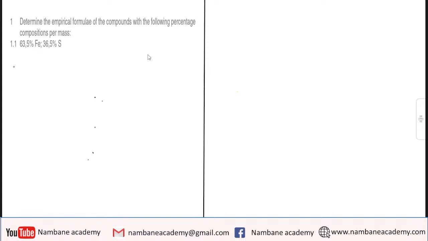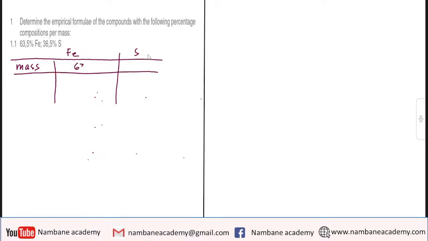Now the table will say, you are going to have your mass and your iron there, and then basically the elements given. This is your table, and the mass here is 63.5 grams and 36.5. Then calculate the number of moles using m over molar mass.